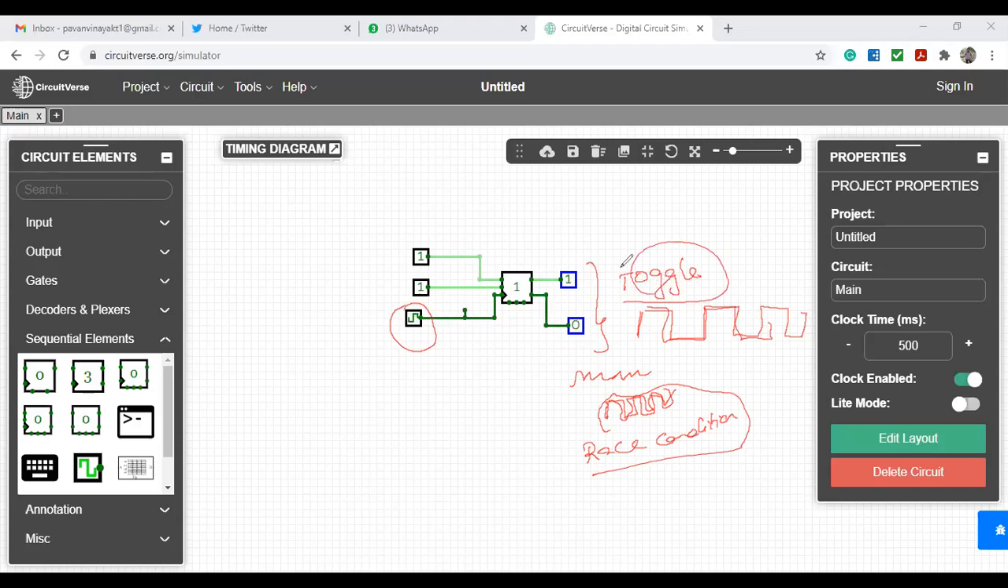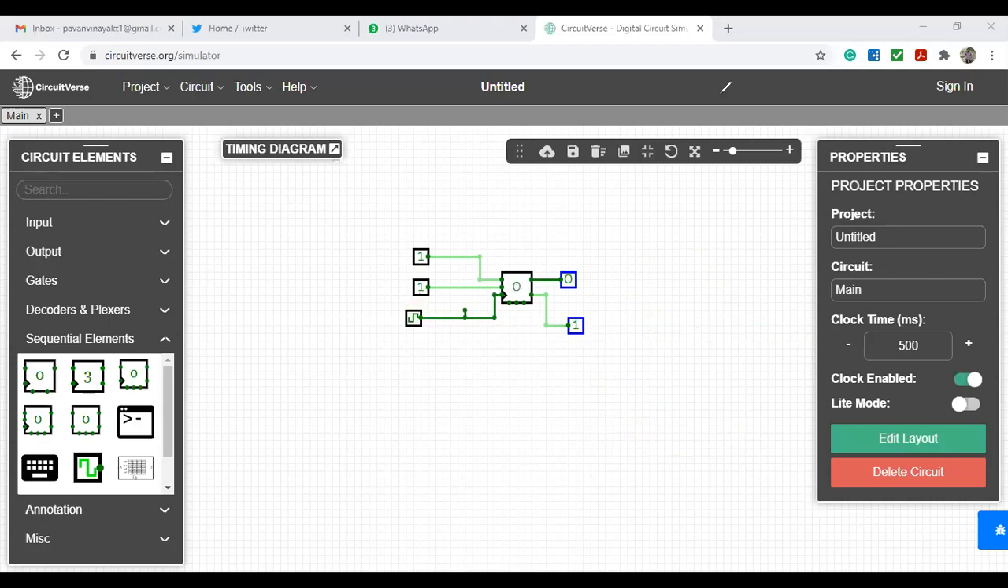We can use this toggle in the designing of counters.